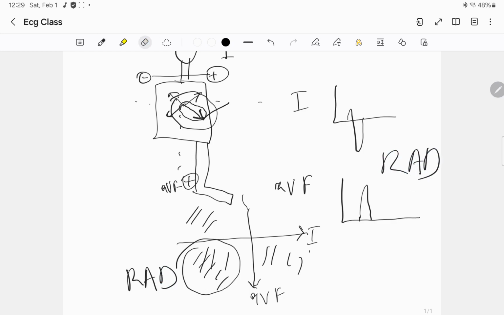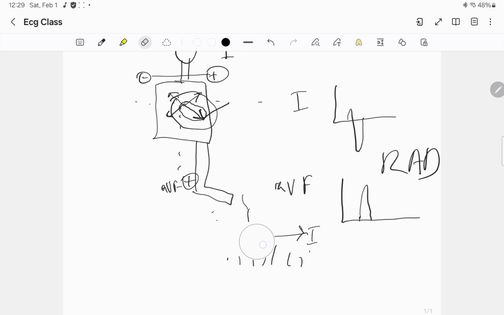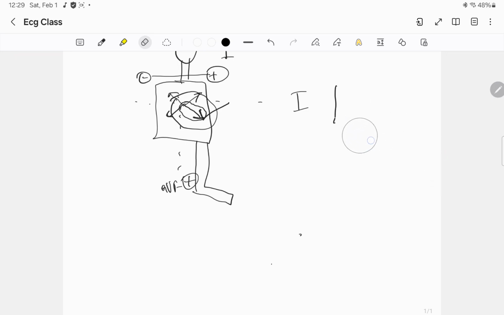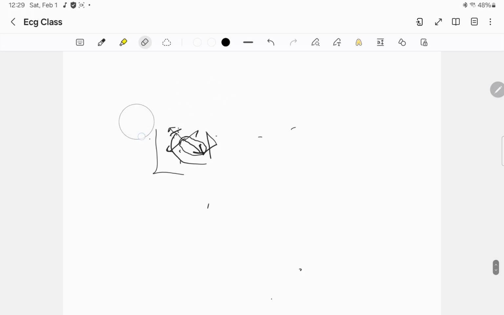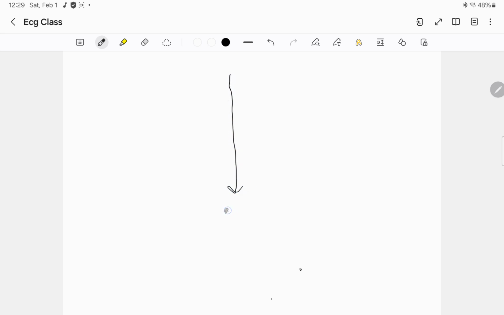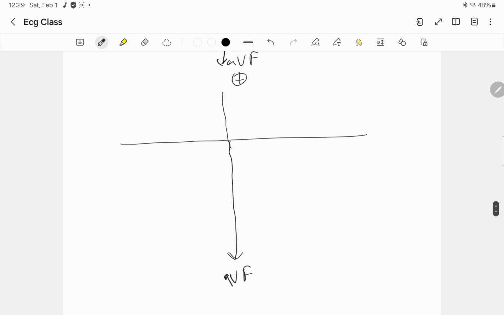Great. I hope I made this topic that for some persons is complicated, somewhat simple. And I'm going to make it even more simple now. So let's draw this diagram again. AVF, and lead 1.